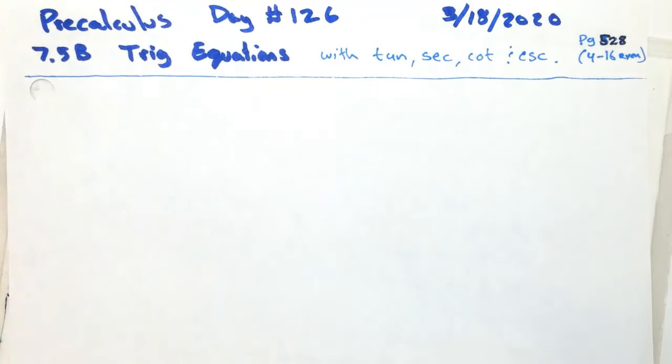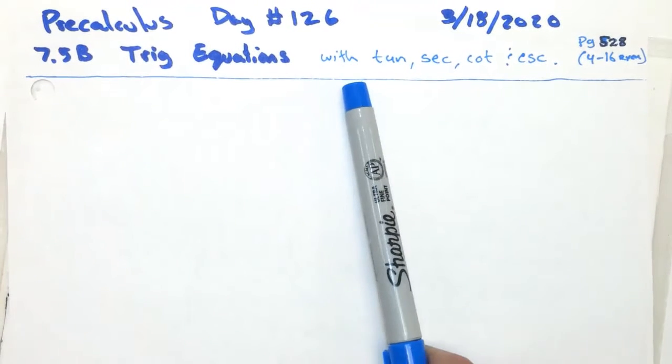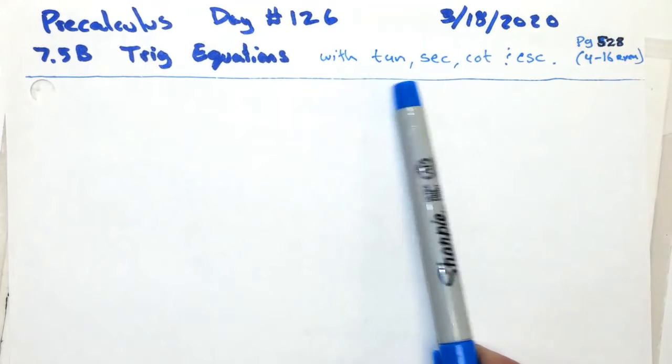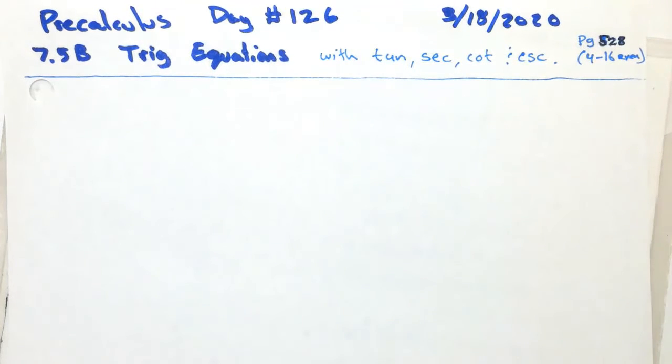Section 7.5. We're just looking at some other equations we're going to solve, ones that involve tangent, secant, cotangent, and cosecant.